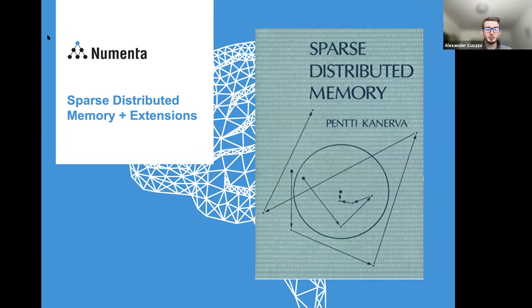Awesome. Well, today I'm going to be talking about something that I hope a decent amount of you are familiar with, and that's sparse distributed memory. I have my copy right next to me. But this was a book that I was actually pointed to by one of the original Numenta papers.